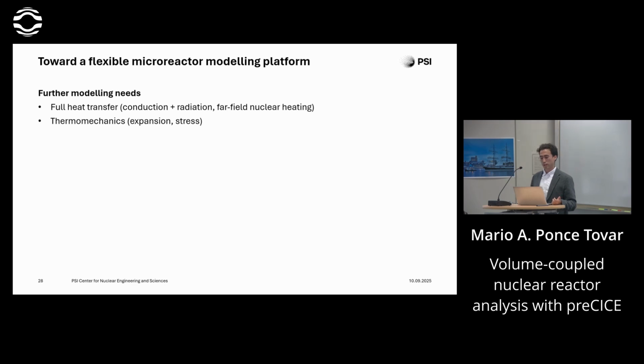Thermomechanics, as I mentioned, is quite relevant. The thermal expansion might be represented as some kind of simplified assumptions, but also the stresses are actually one of the main failure points of these reactors, so that needs to be added. Then a dedicated solver for the heat pipe behavior is needed, and also altogether it needs to be coupled to some kind of balance of plant, or in the case of a propulsion application, what we call balance of vehicle.